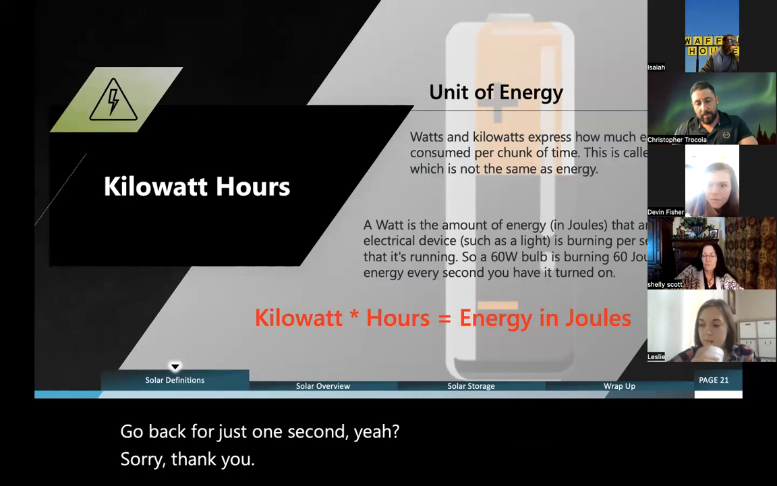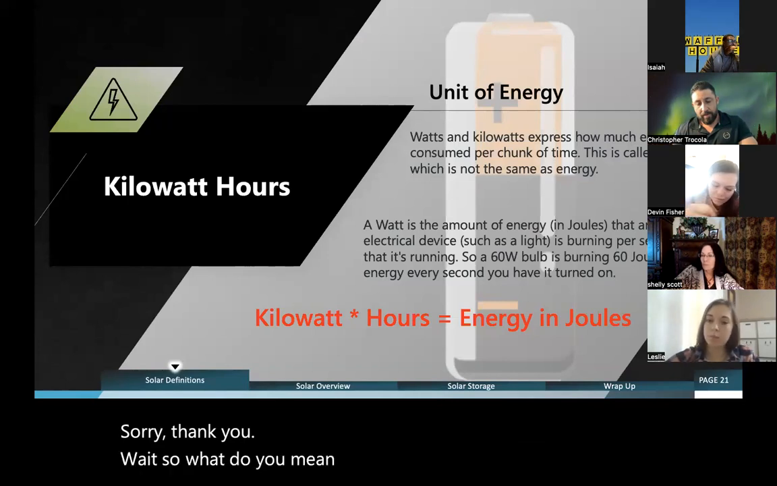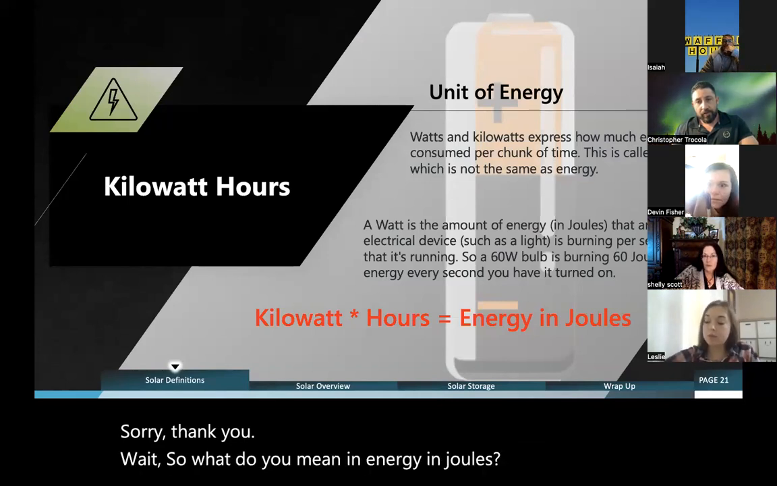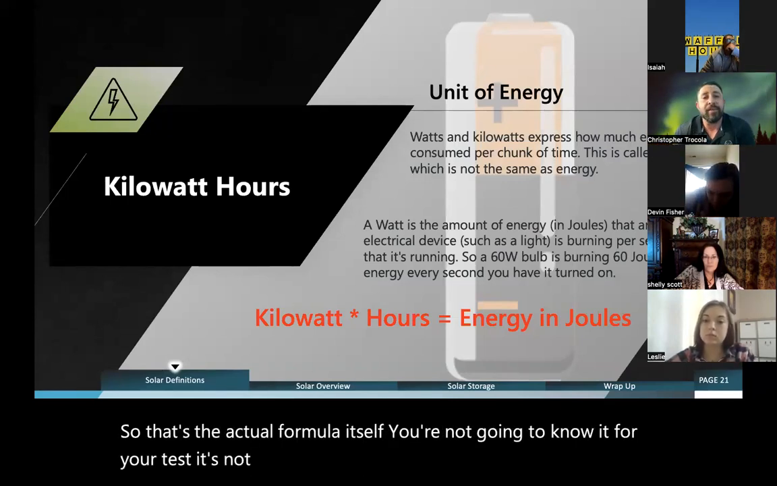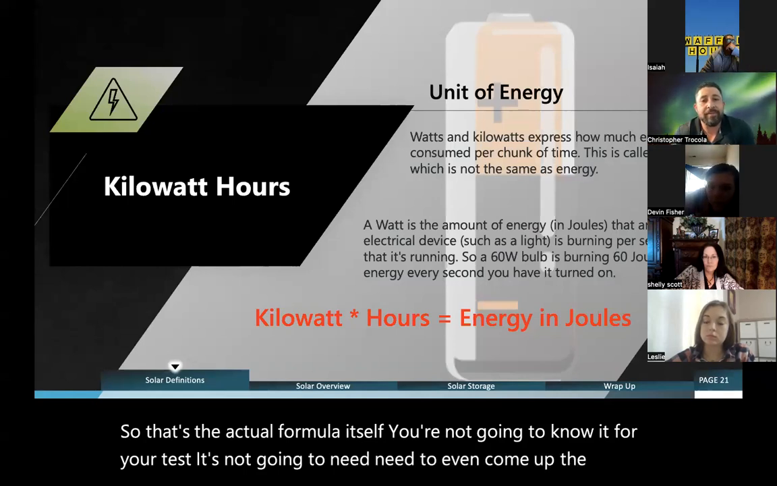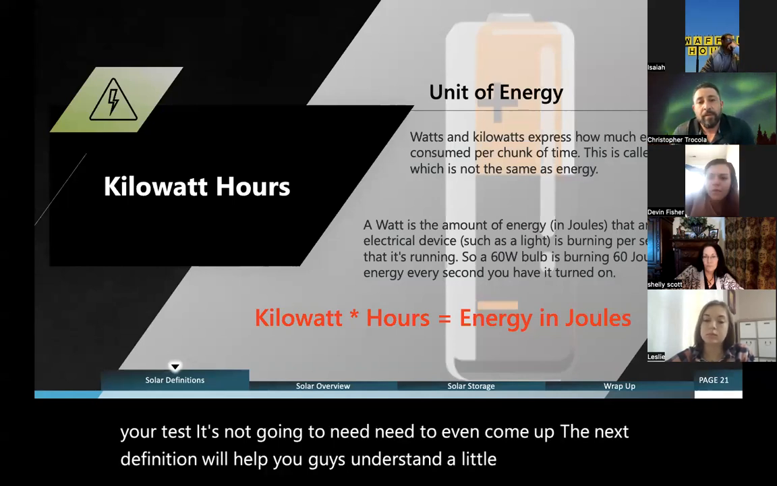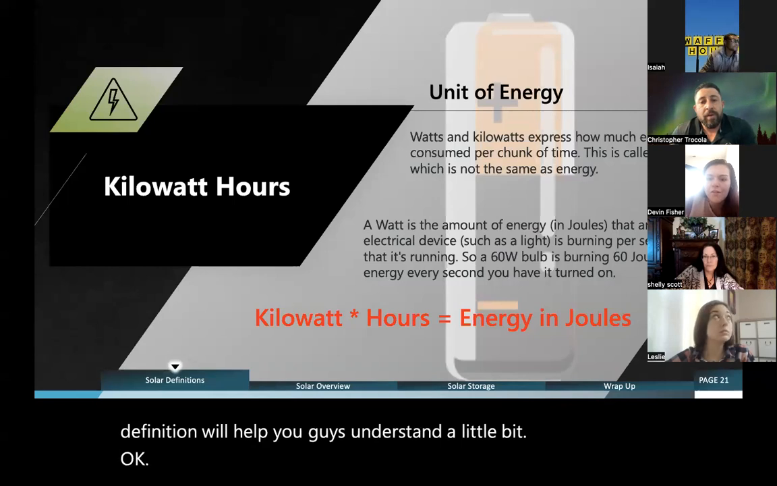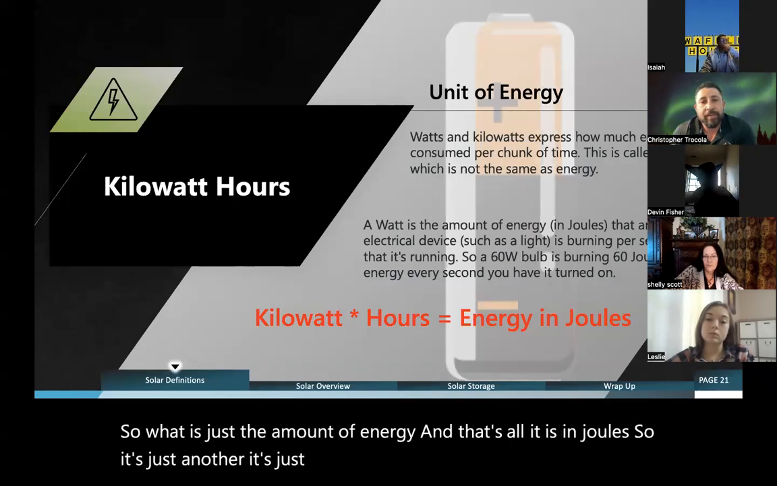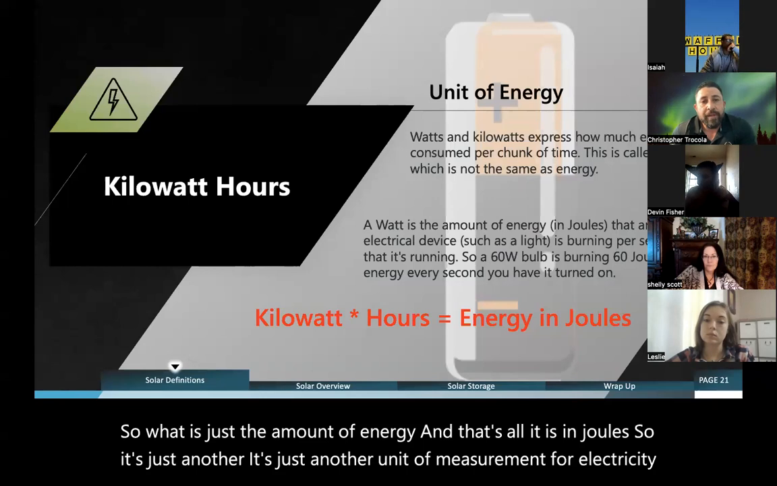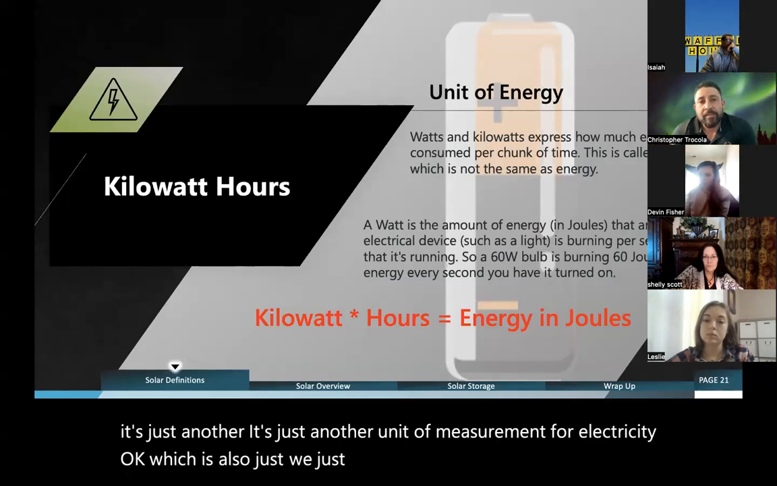Wait, what do you mean, like in energy in joules? So that's the actual formula itself. You're not going to need to know it for your test. It's not even going to come up. The next definition will help you understand a little bit. So a watt is just the amount of energy, and that's all it is, in joules. It's just another unit of measurement for electricity, which we just refer to as watts.